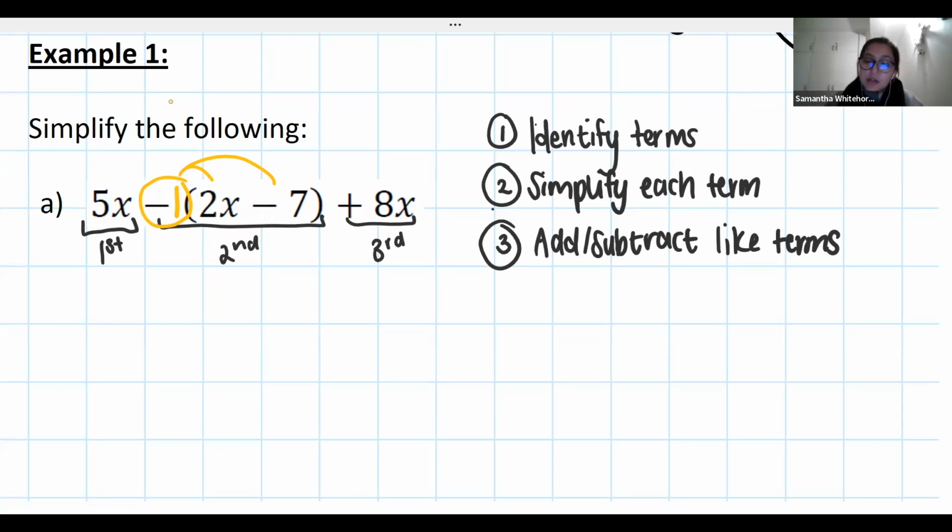Reminder, like terms are terms that have the same variable or group of variables. So for example, xy and xy, or x squared y and x squared y, as well as the same exponents. So not only do we need to have the same variable or variables, those variables need to then have the same exponents.